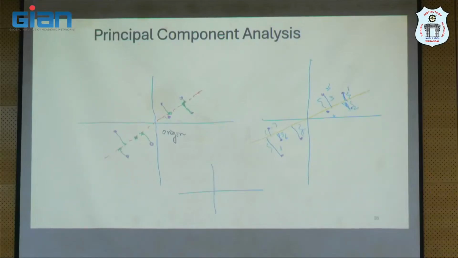So if this is the origin, vector 1 is oriented like this, vector 2 is oriented like this, vector 3 is oriented like this, vector 4 is oriented like this, vector 5 is oriented like this, right? 6, 7, 8, like that. So all the vectors are along this new line. So this direction will become my second principal component. So if I draw another line passing through the origin, and if I do the projections now, the error will almost vanish.